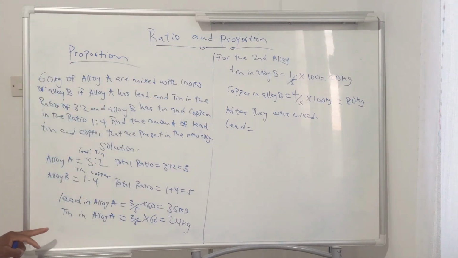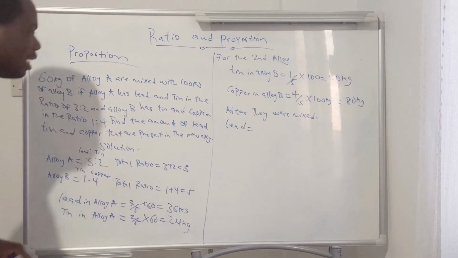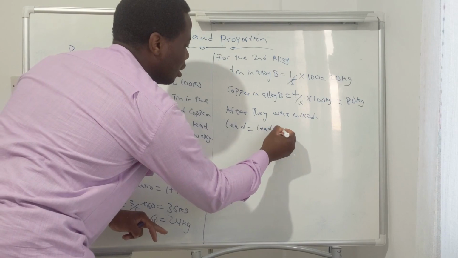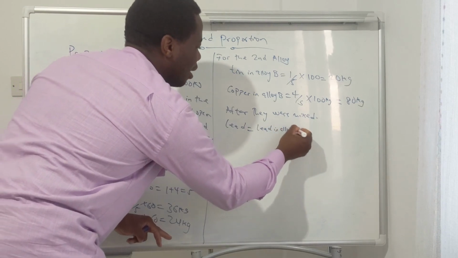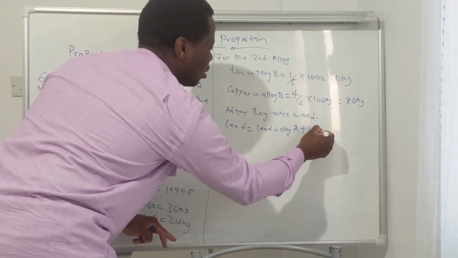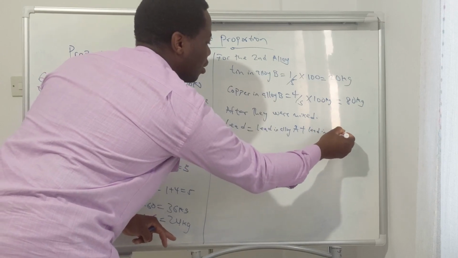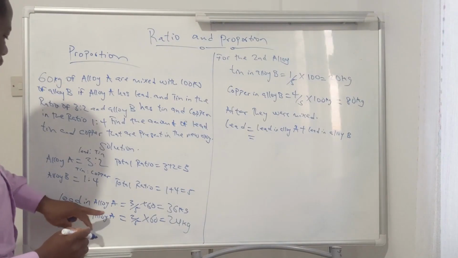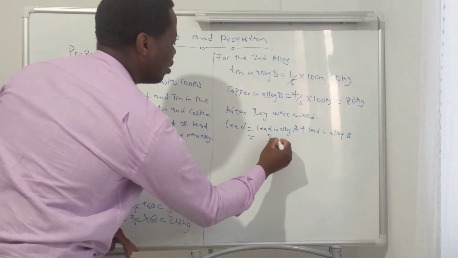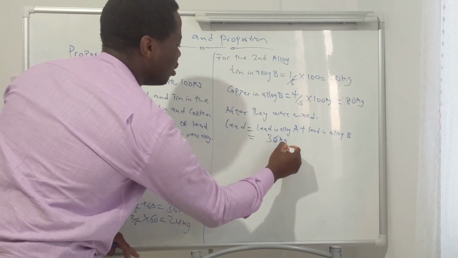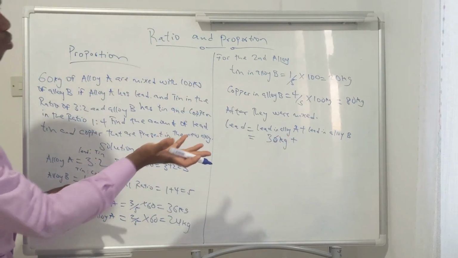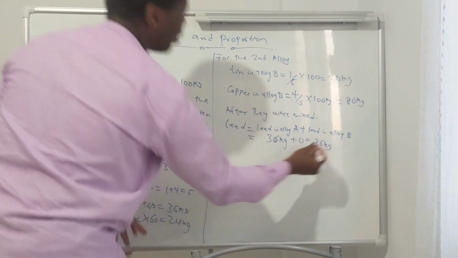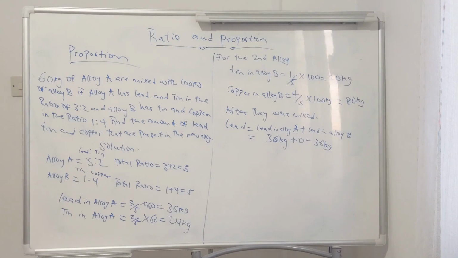So what's the amount of lead that is in alloy A? 36 kg. That's lead in alloy A plus lead in alloy B. Lead in alloy A is 36 kg, plus lead in alloy B. No, we don't have lead in alloy B. That's plus 0, equal to 36 kg. That's the amount of lead in the total mixture.